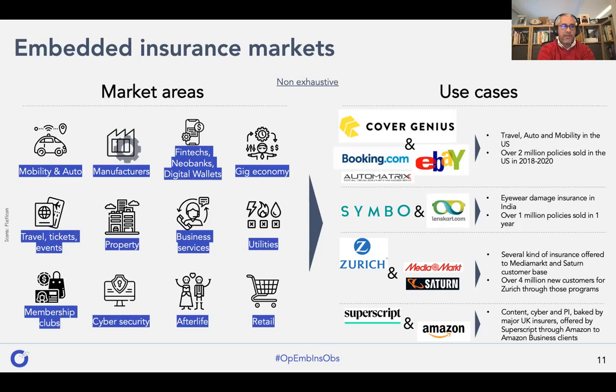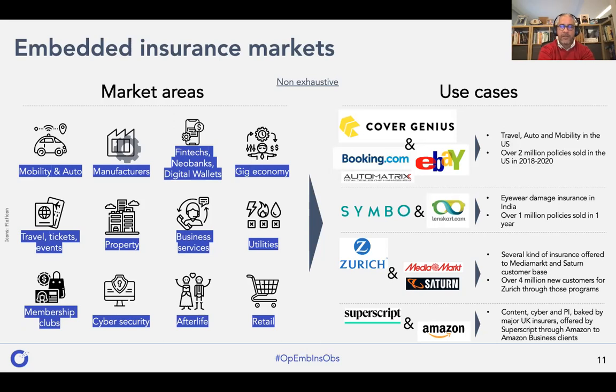Fintechs, neobanks, digital wallets, gig economy, the travel events market, property, proptech, business services, utilities that very frequently embed insurance to their core services, membership clubs, cybersecurity, very interesting embedding cases from cybersecurity companies embedding cyber insurance, afterlife, retail. As I said, we have analyzed over 200 use cases.